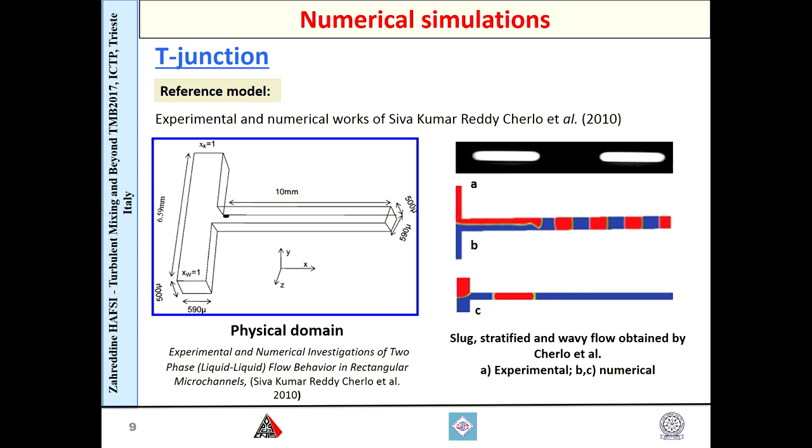The patterns they found were some bubbles and some slugs, and stratified flow, a little bit wavy also. And here are some slugs. This is experimental, and this is done numerically via the volume of fluid method. This is the previous work of Cirlu et al.